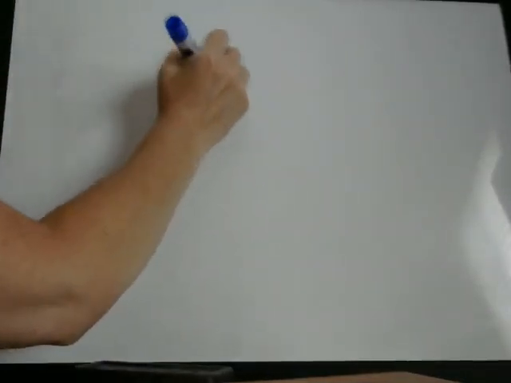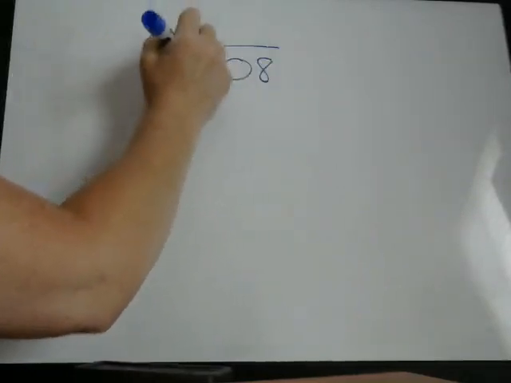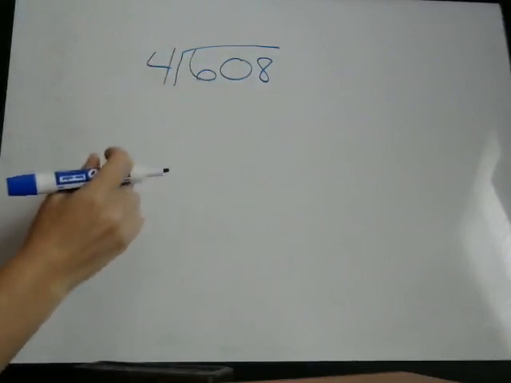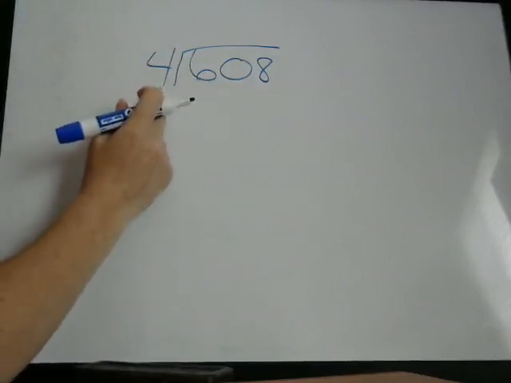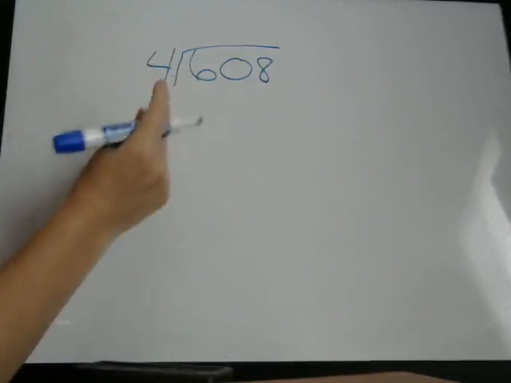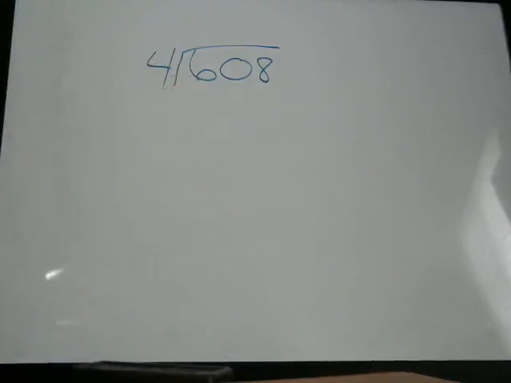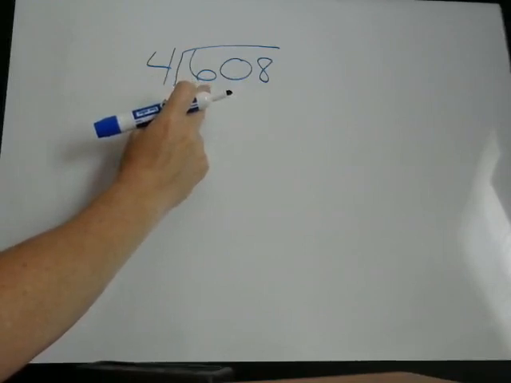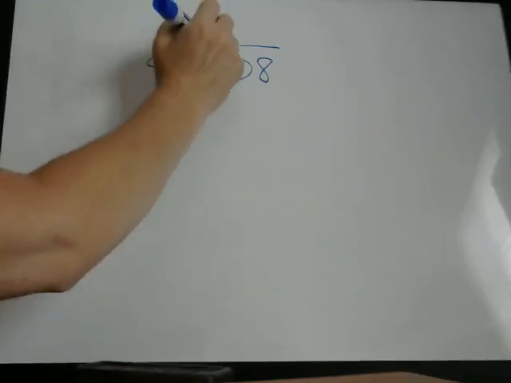So now we'll do 608 divided by 4. Again, just look at the first digit. How many times does 4 go into 6 without going over? Well, it can only go one time, because if it goes twice, 2 times 4 is 8, and that's bigger than 6, and that's not what we want. We want how many times it will go into that number without going over. So we can only put it in there once.